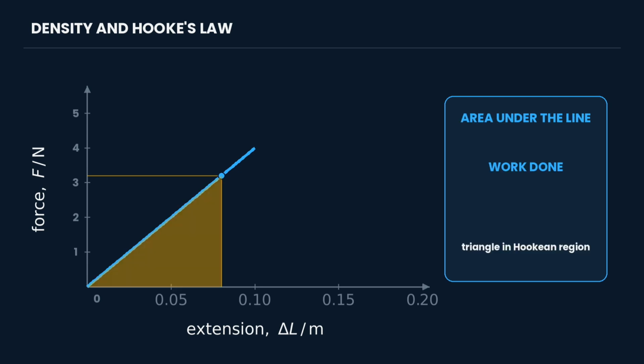The area under the loading curve is the work done. In the Hookean region, it is a triangle, 1/2 F delta L or 1/2 K delta L squared. Here it is 0.13 joules. If the spring is elastic and losses are negligible, that energy can become kinetic or gravitational potential energy when the spring is released.